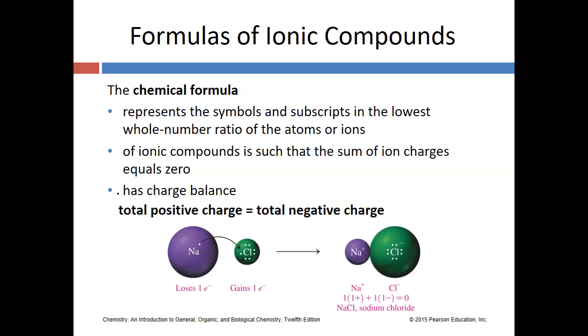The important point that we need to make when it comes to ionic compounds and their formulas is that the chemical formula has to represent a balance of charge. Meaning that if I add up all of the positive charges in the compound, they need to equal the total number of negative charges in the compound as well.